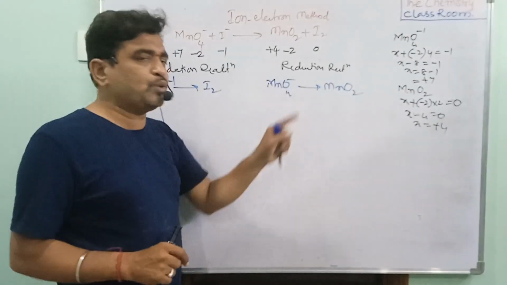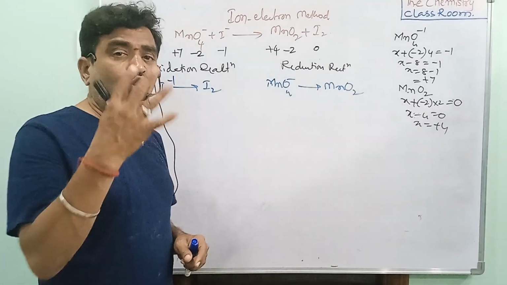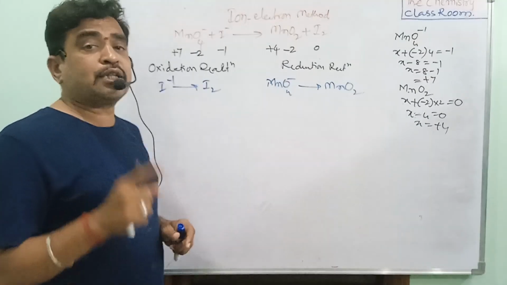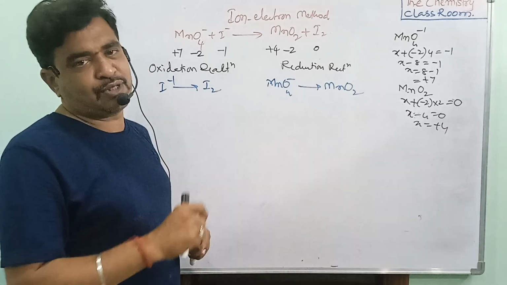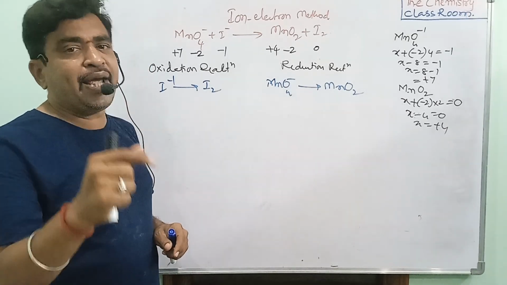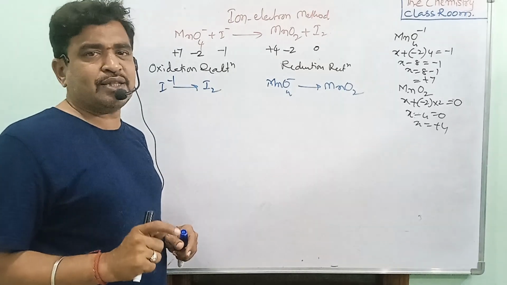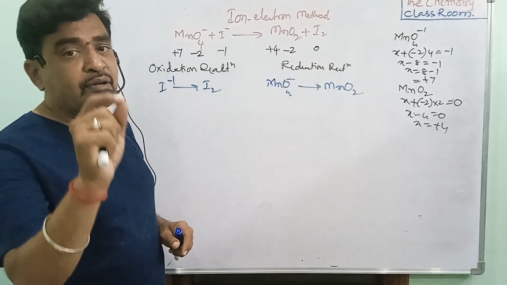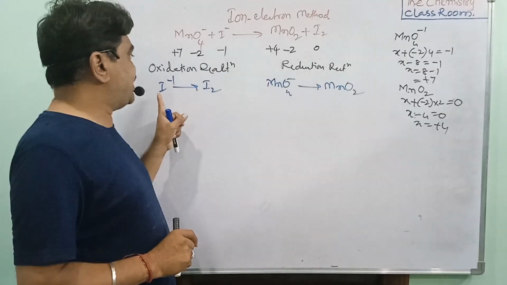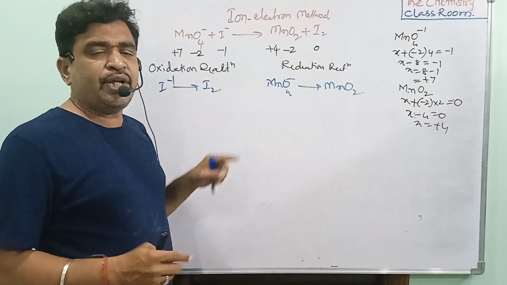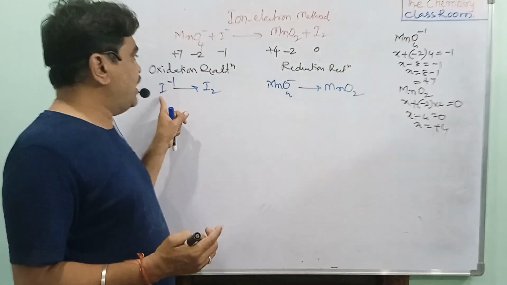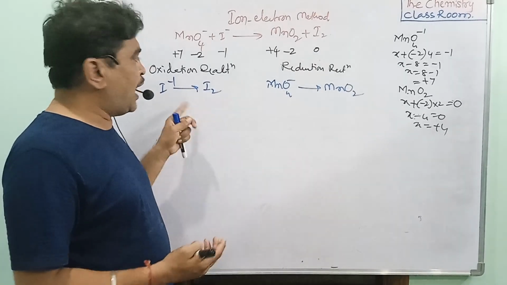So individually I am balancing these two reactions, in 4 steps. So what is the first step? Excluding oxygen and hydrogen, the remaining elements you have to balance. So here it is I minus gives rise to I2. Here we don't have oxygen and hydrogen. So I am balancing excluding oxygen and hydrogen.